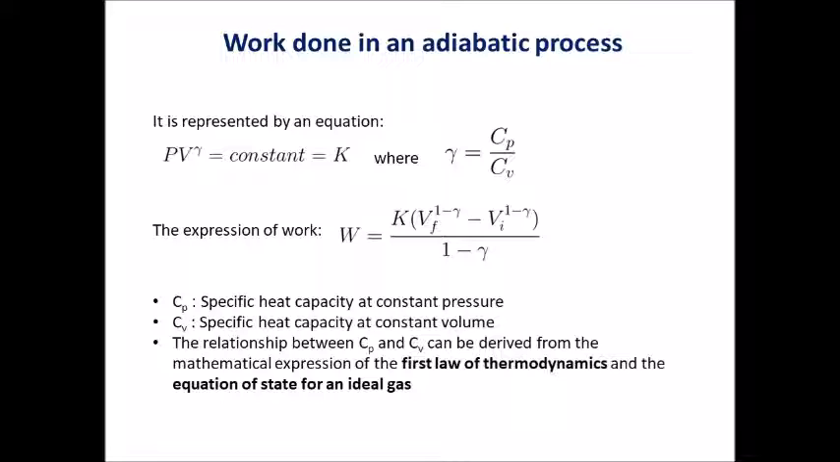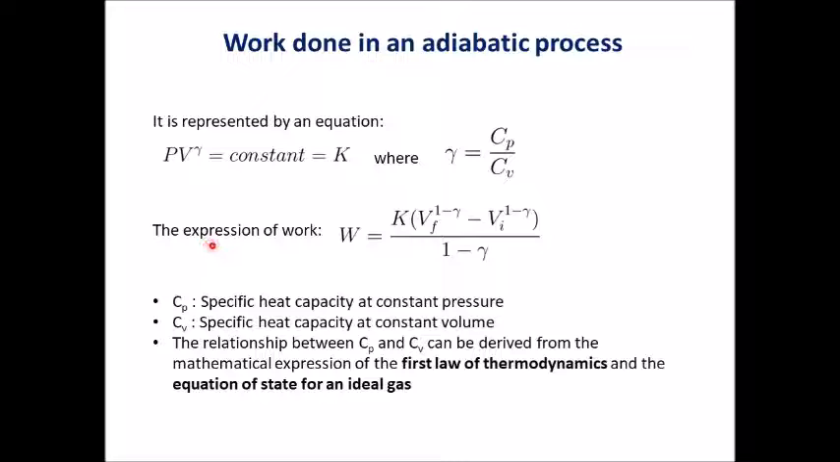Now, what is the work done in an adiabatic process? Like we know that in the isothermal process, we make use of the equation of state PV is equal to nRT. But in case of adiabatic process, the equation is PV raised to gamma is equal to a constant K. Gamma is equal to Cp upon Cv, a ratio. Cp is equal to specific heat capacity at constant pressure. Cv is equal to specific heat capacity at constant volume.